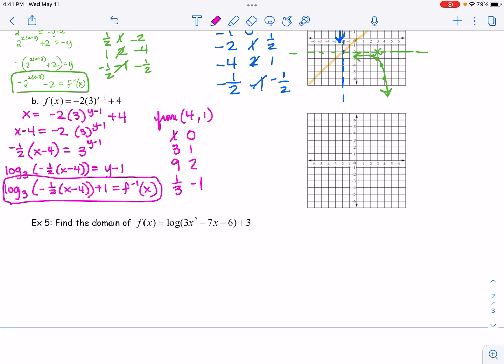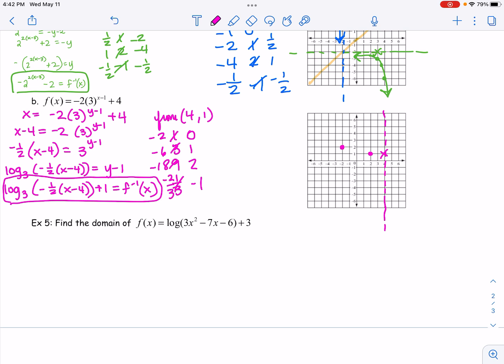So this is now going to be -2, -6, -18, which won't fit on my graph, and then a -2/3. So from the point (4, 1), x marks the spot, log graph, so a vertical asymptote. I'm going to go left 2, up 0. I'm going to go left 6, up 1.